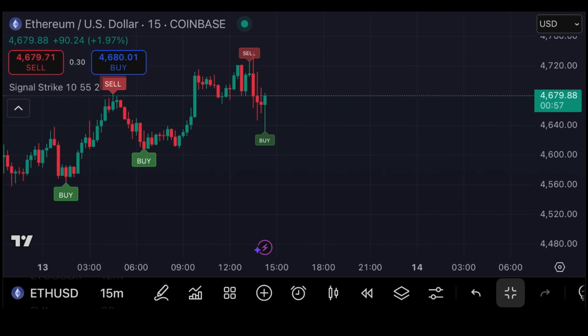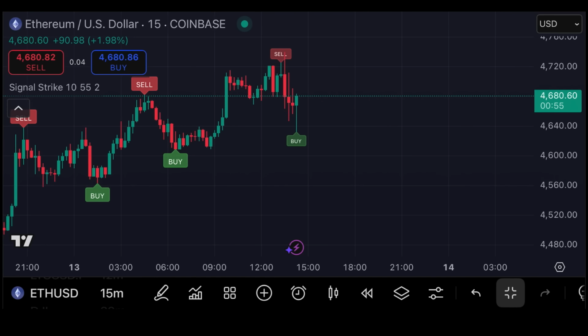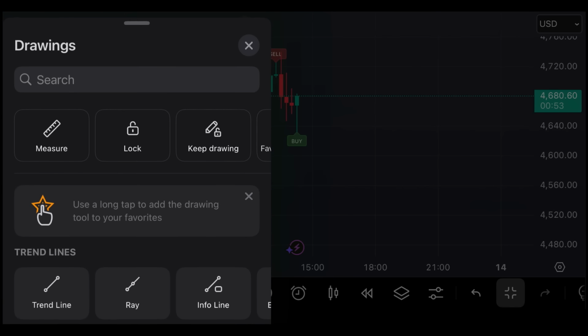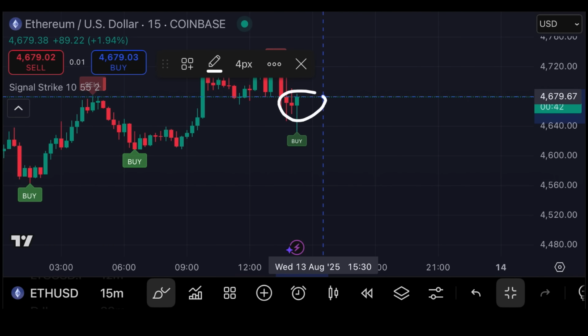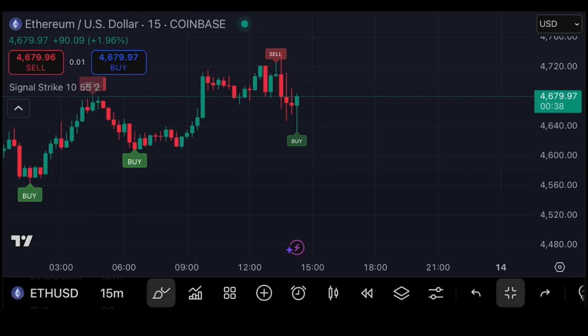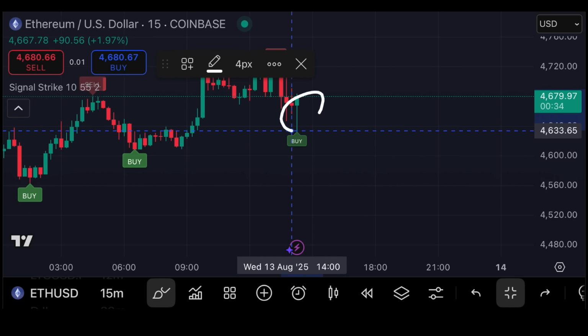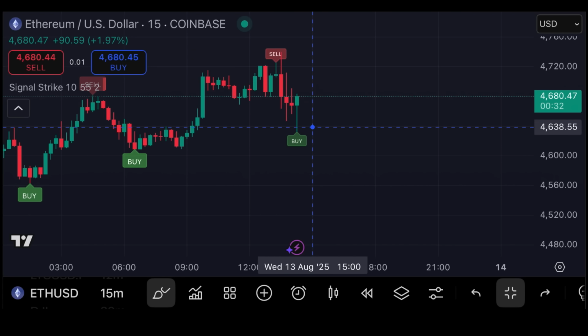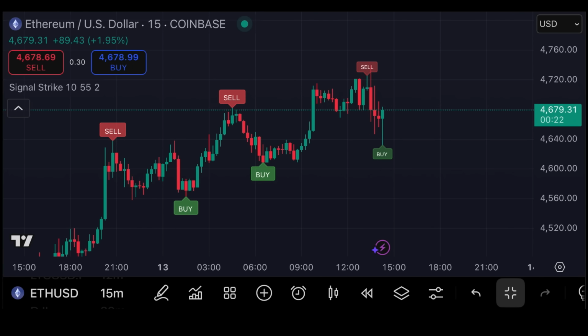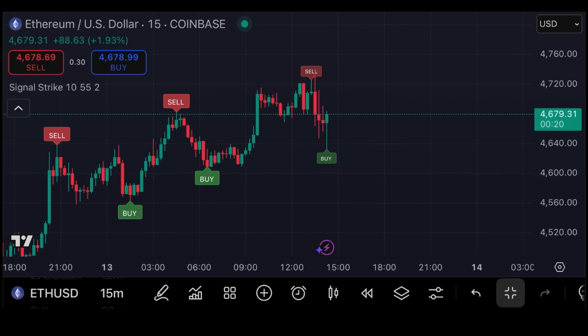So as you can see on a 15-minute time frame, we have got a buy signal right here exactly at the bottom, and this is exactly what we want to see. You see, we got a buy signal right here, and the price is going up, and this candlestick is in green. You know what I mean? So if you're going to just follow this signal, you're going to end up in profit. As you can see, the price is pushing to the upside as well.